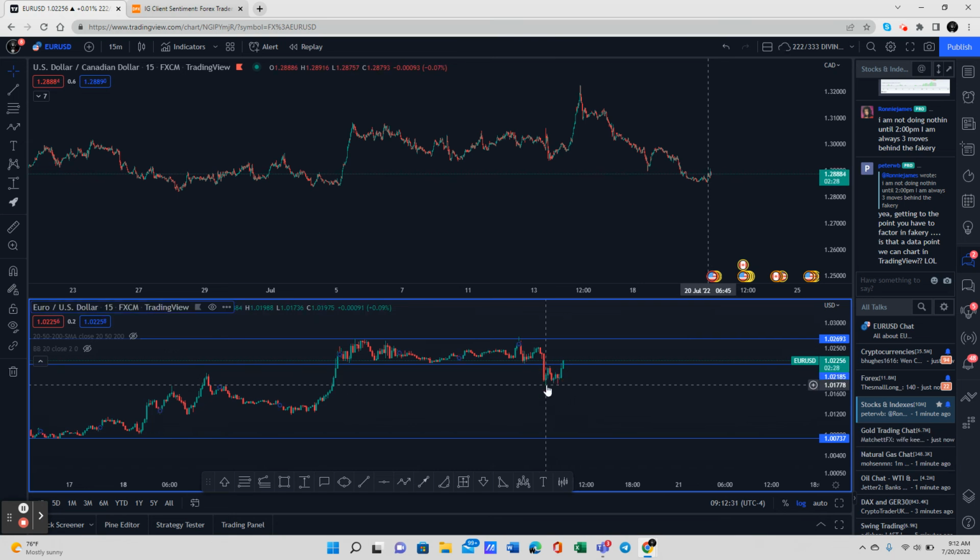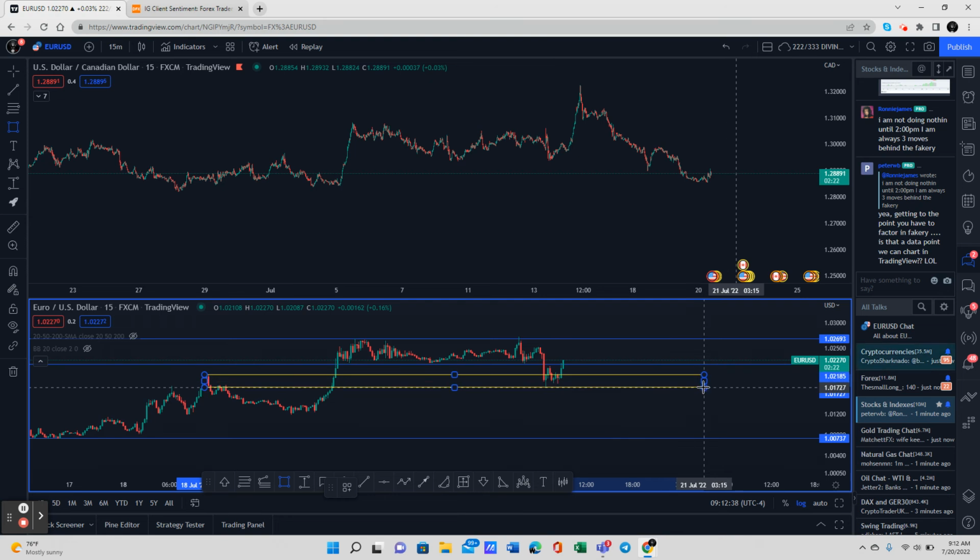Now, why was the target here? Because this was market structure. We just took the trade back down to market structure. That's it. We're not looking to take it down further. No, we go structure to structure. It is what it is. So this worked out perfectly.